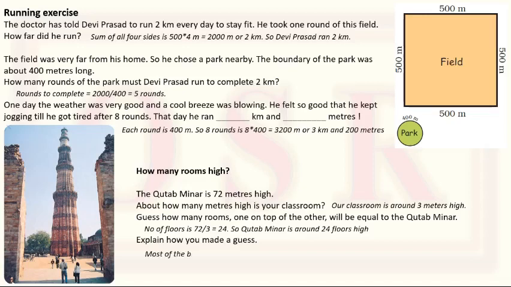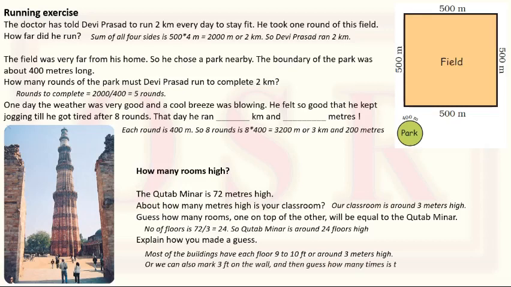So now most of the buildings have each floor 9 to 10 feet or around 3 meters high. Okay, guys, please remember this. Or we can also mark 3 feet on the wall and then guess how many times the floor is taller than this 3 feet mark.